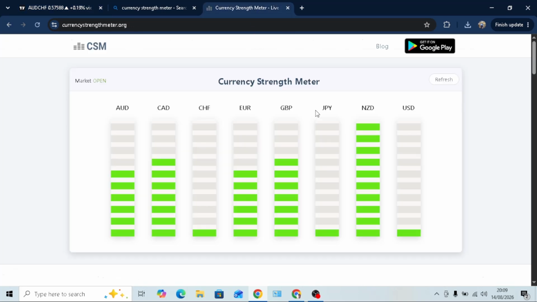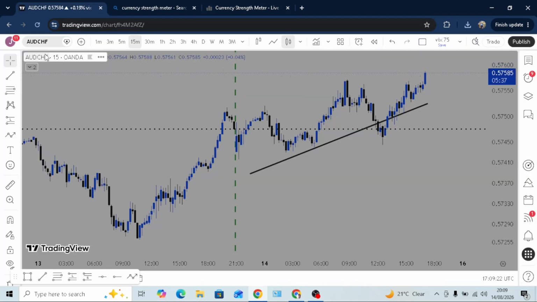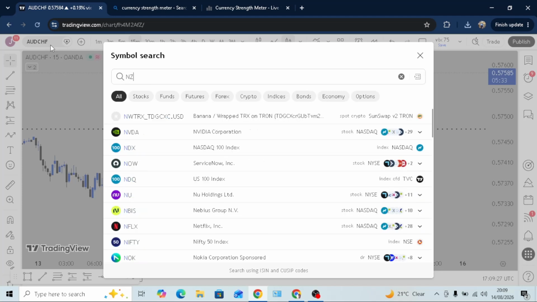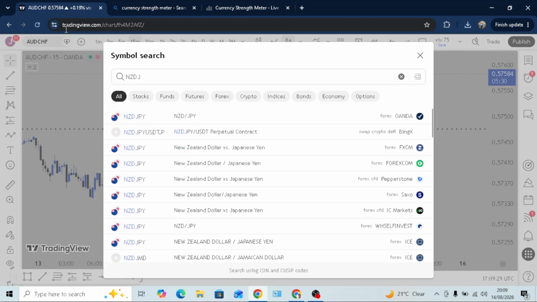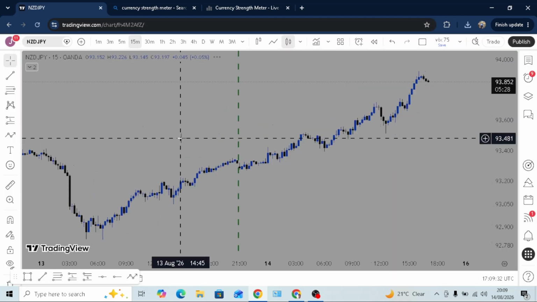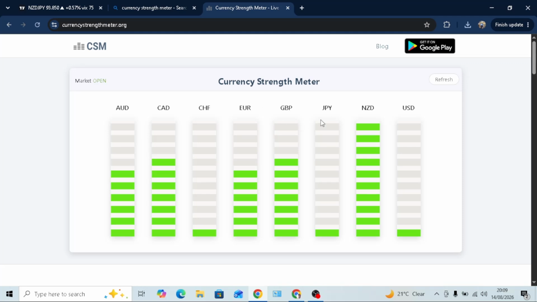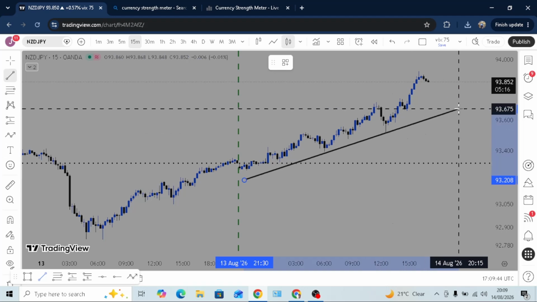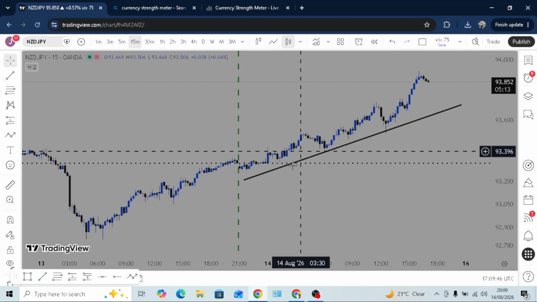Let's look at another pair. Let's use the New Zealand against the JPY. NZD, JPY. There. Look at that. On the NZD, the New Zealand dollar is very strong. The JPY is weak. So now when you go back to your TradingView chart, look at that. Price has been bullish the whole day. Price has been trending to the upside.